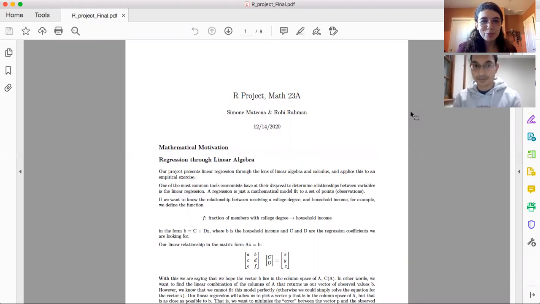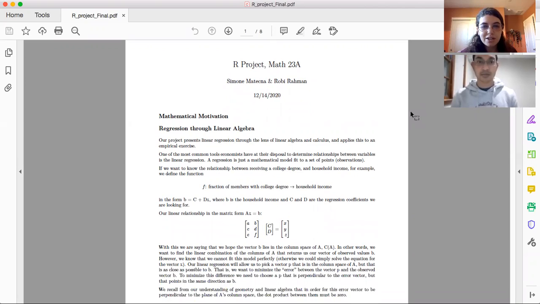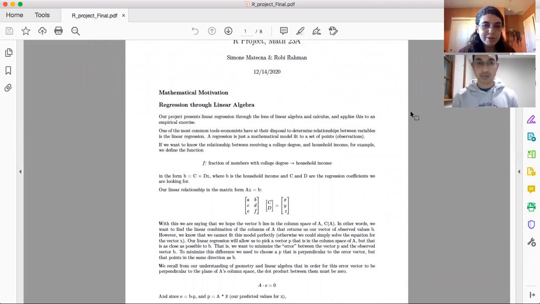My name is Simone Matecna, and I did my project with Robi Rahman, and our project deals with regression through the lens of linear algebra and calculus. And we'll be taking you through our project and talking about the different things that we did to illustrate a simple linear model. So first we'll begin with the linear algebra perspective.